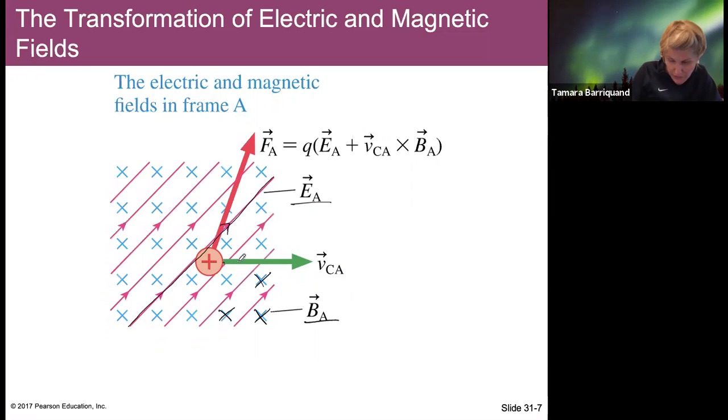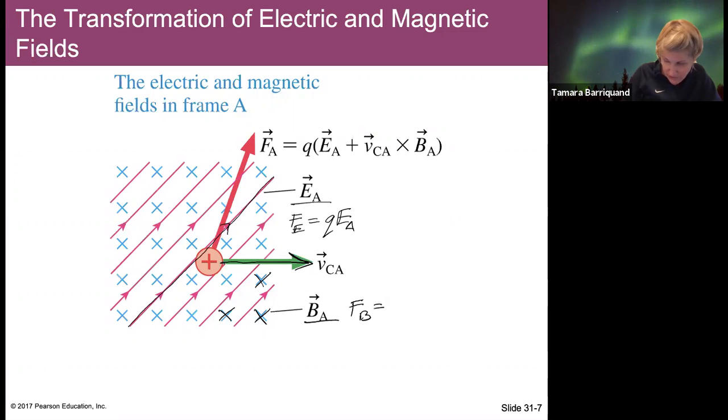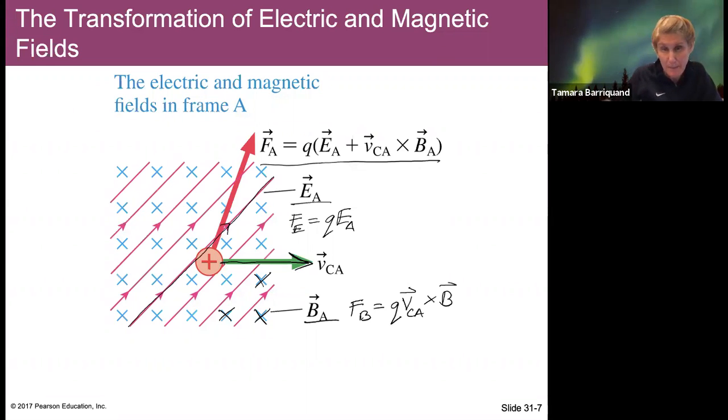And our charged particle is moving with a velocity V_CA. So in this case, the force on our charged particle will be equal to the force due to the electric field, which will just be Q E_A, and the force due to the magnetic field, which will be equal to Q V_CA cross B. Combining these, we can just add them together, and the total force is going to be Q (E_A + V_CA cross B_A).